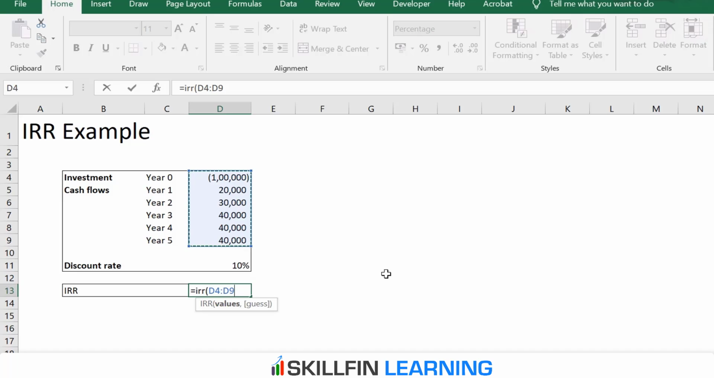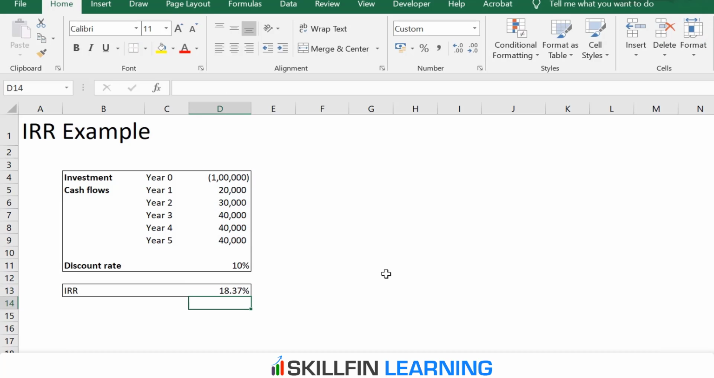Guess is a guesstimate number of the IRR which we consider should be the IRR of the project. It is optional to give the guess because it is in square brackets. So we can just select the stream of cash flows, close the bracket and press enter. We get an IRR of 18.37% for this project.